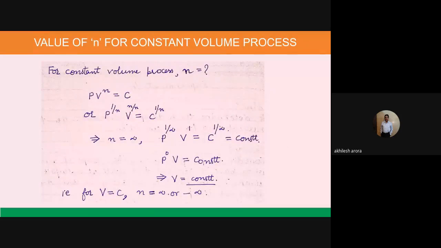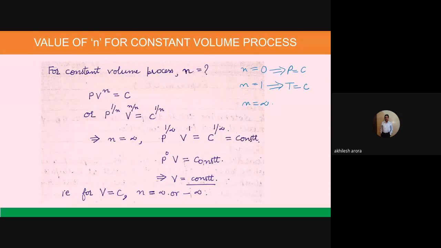Let us see now. Now we have calculated the value of n which is equal to 0 when the pressure is constant, I told you. Okay. And we also have calculated the value of n which is equal to 1 for temperature is equal to constant. Now, what happens when n is equal to infinity? Okay, when n is equal to infinity.